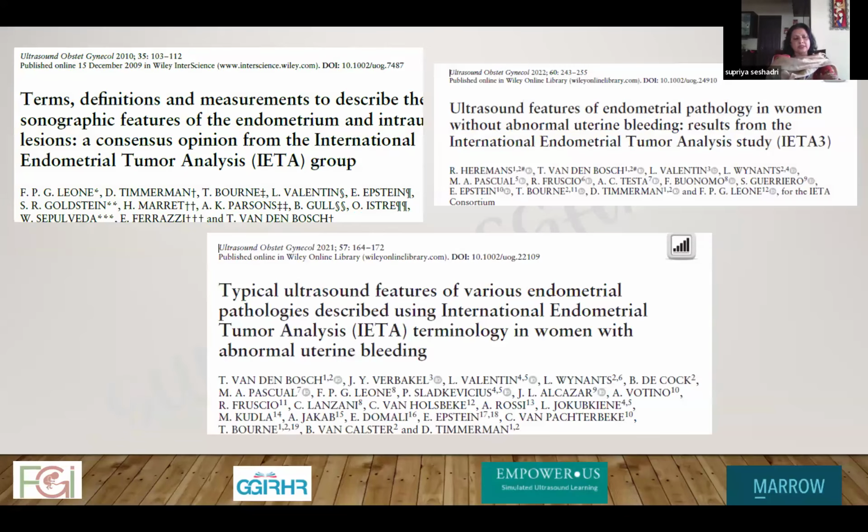Thickened endometrium, differentials and ultrasound. Now, the background of this entire talk is based on IETA. IETA is the International Endometrial Tumor Analysis group. They were actually founded in 2008. At first, they were just describing the terms, definitions, and measurements. Then they did an analysis of what lesions we see when there is abnormal uterine bleeding, and when there is no abnormal uterine bleeding in the postmenopausal group.